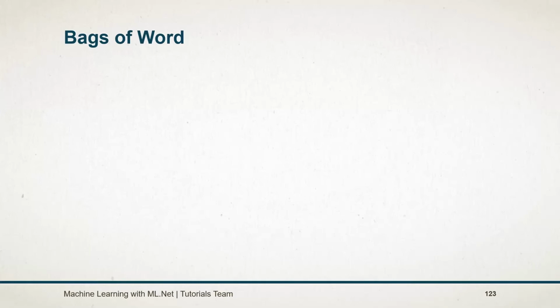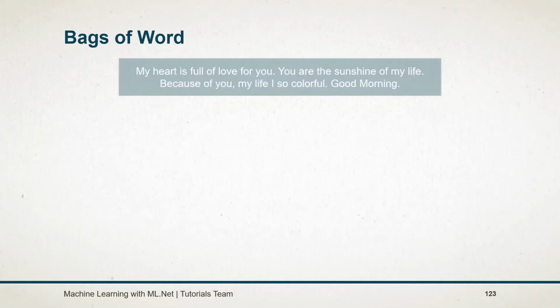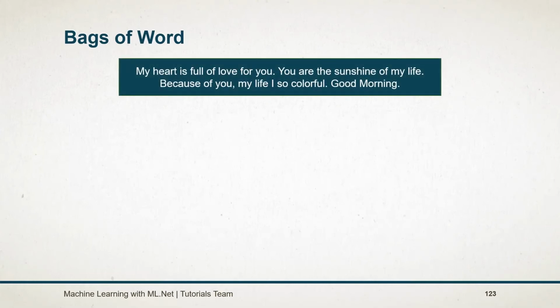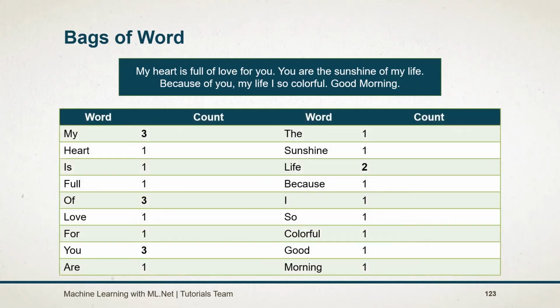WordBag maps the column specified to a vector of Ngram counts in a new column. For example, our input is: my heart is full of love for you. You are the sunshine of my life. Because of you, my life is so colorful. WordBag will identify each word from the input and, based on its frequency, add it into the collection. For the given input text, the below data will be identified as a bag of words.